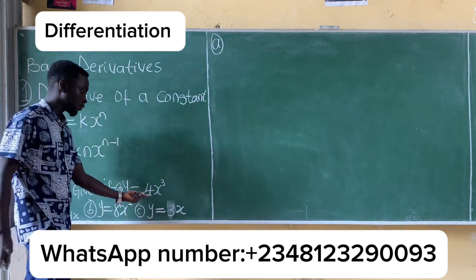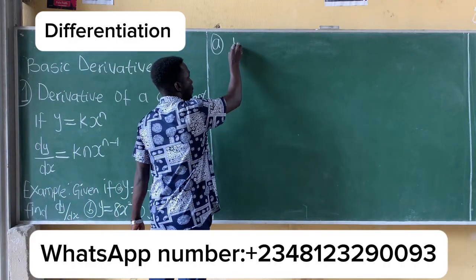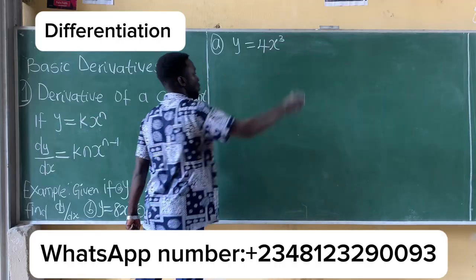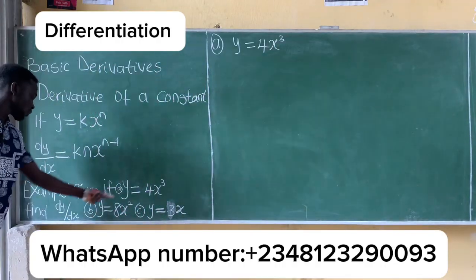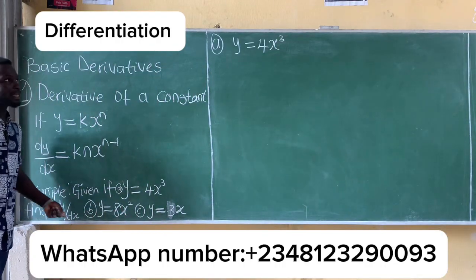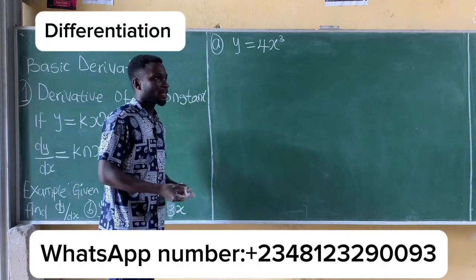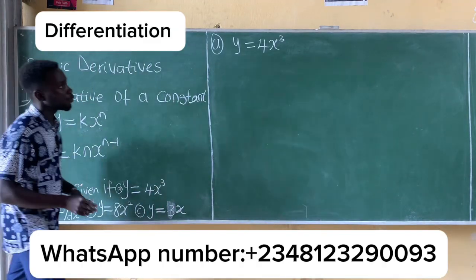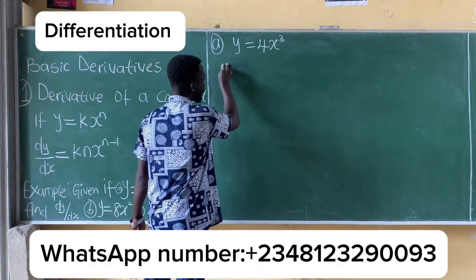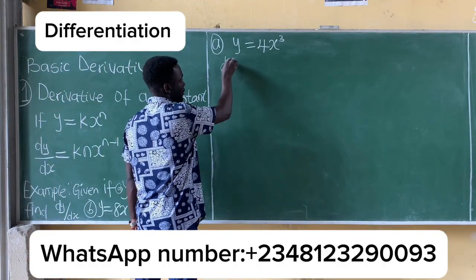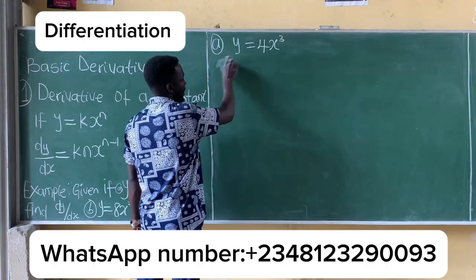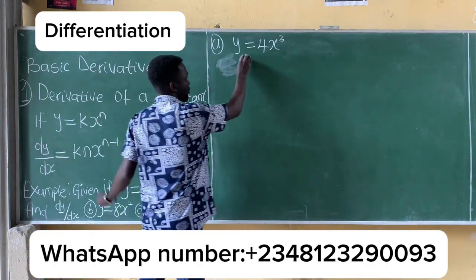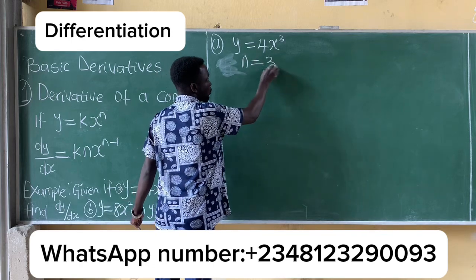If y is equal to 4x cubed, let's find the dy/dx. Just as we did the other time, remember just that in this case now we just add k. So how do we do? This becomes dy/dx. First, what is our n here? We say that n is the power of x. So our n here is 3. And so this is n equal to 3.